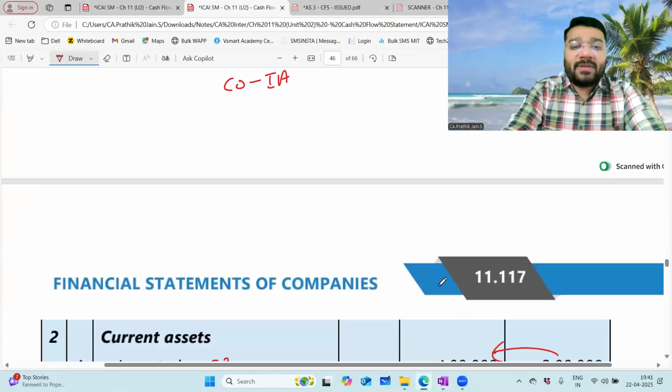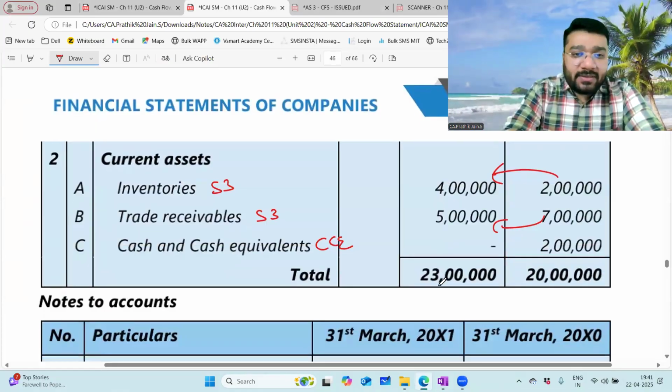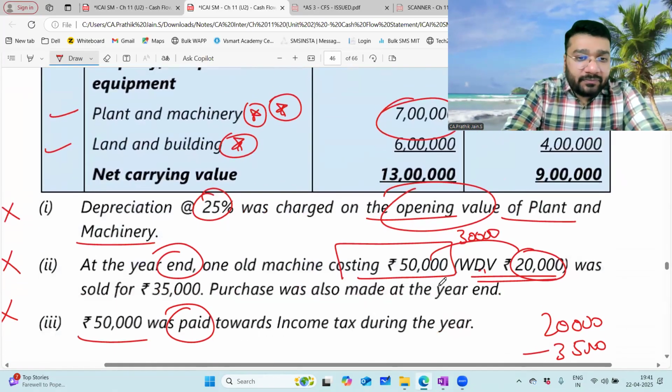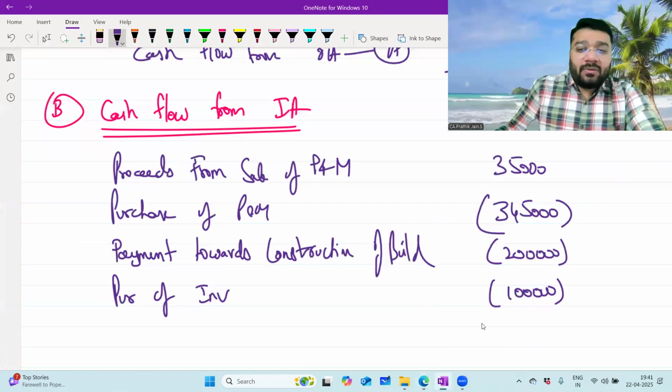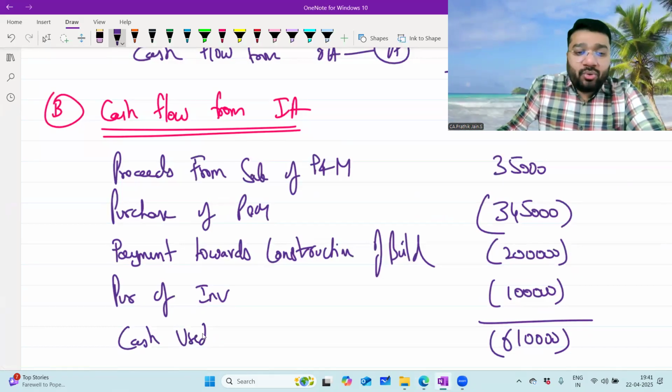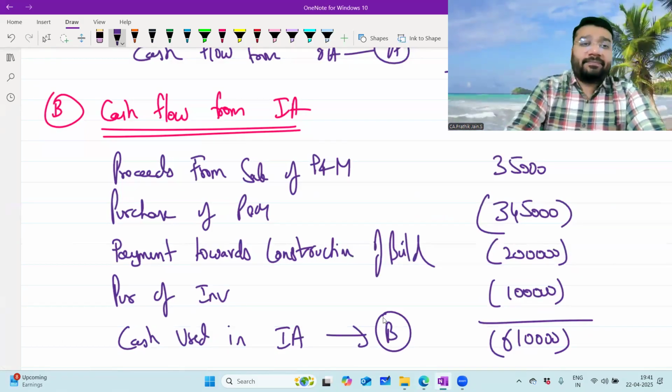Any current investments? No current investments. Anywhere investment activity is getting affected apart from this? That's all. 6,10,000. 6,10,000 is negative. Cash used in investing activity. This is point B.